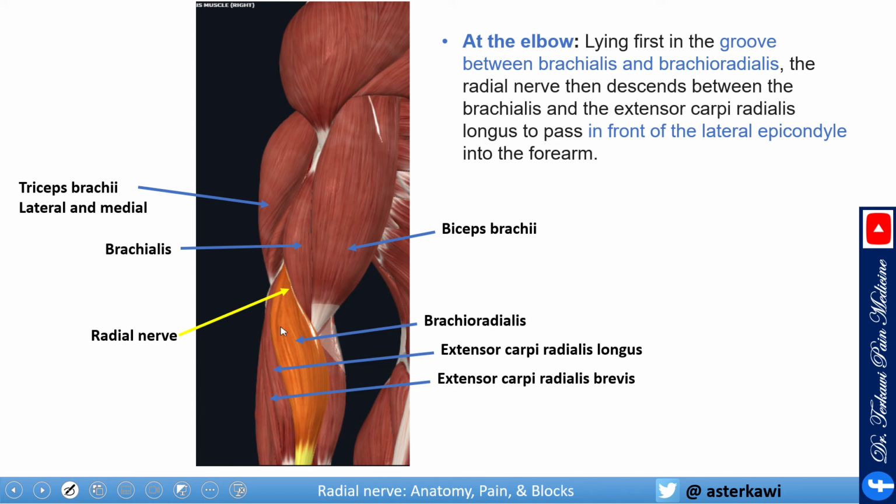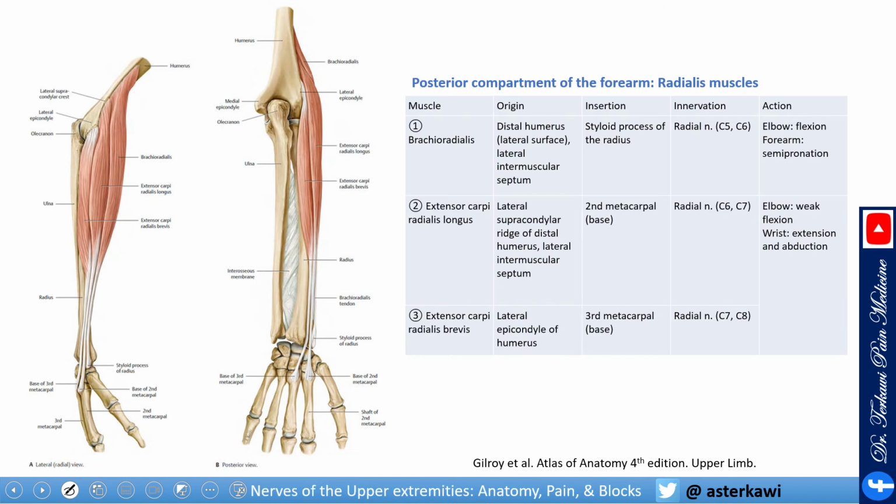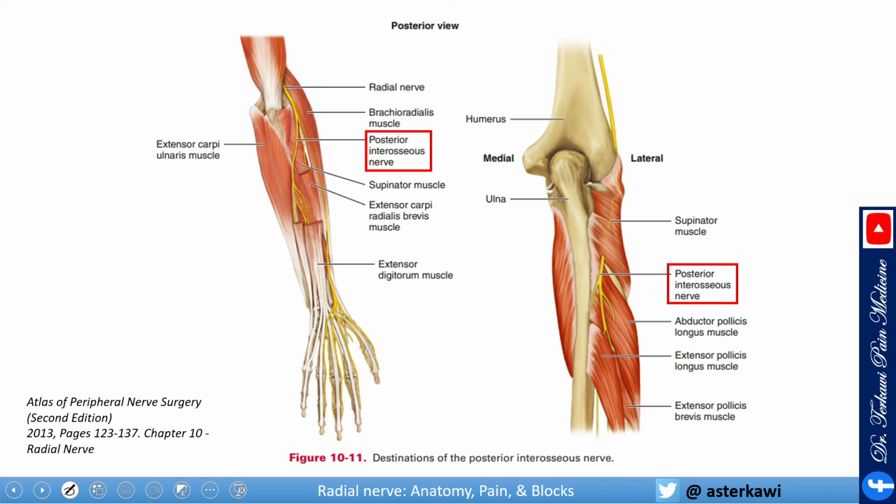And here you have the brachioradialis, extensor carpi radialis longus and brevis. Just to remind you, this is the posterior compartment from the side, from the radial aspect, and you see these three muscles lying on top of each other and parallel to each other: the brachioradialis, extensor carpi radialis longus, and brevis under that. So here, the nerve entered the forearm, in the posterior compartment of the forearm.